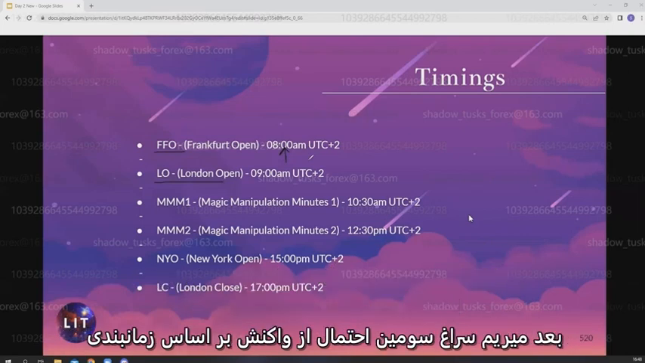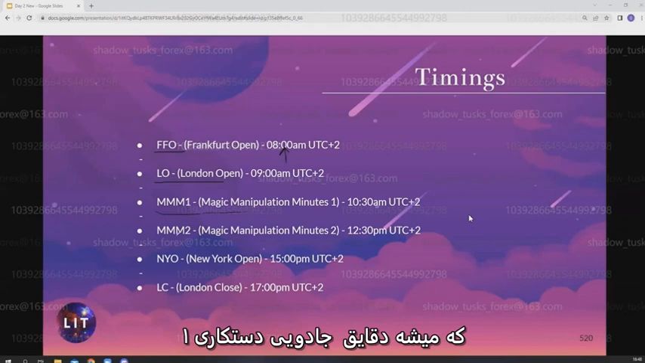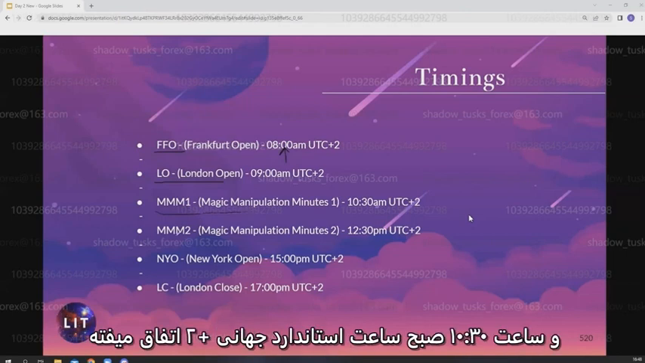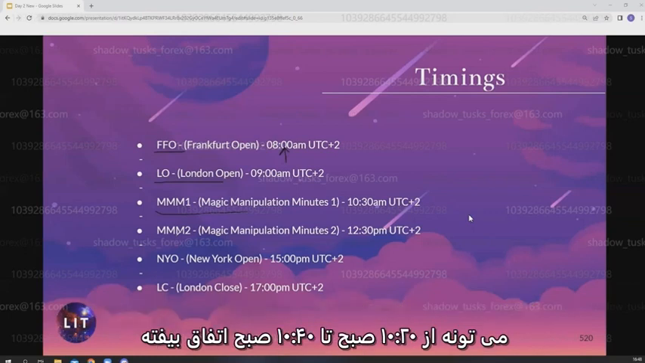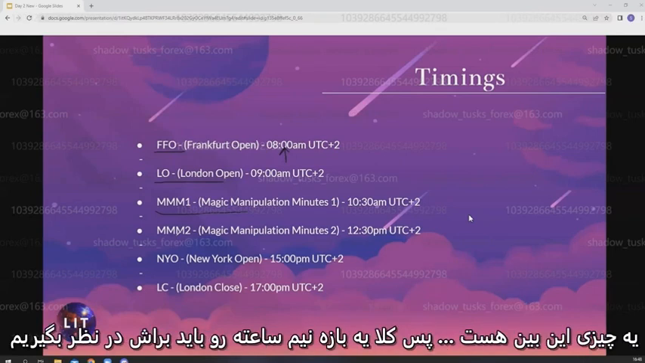And then the third reaction of the timing-based possibilities is magic manipulation minutes 1. And that is at 10:30 a.m. UTC +2. Again, we would say around a 10-minute window either side where the reaction can occur. So that could be 10:20 a.m. or 10:40 a.m. So between that, it could be around a half an hour gap.